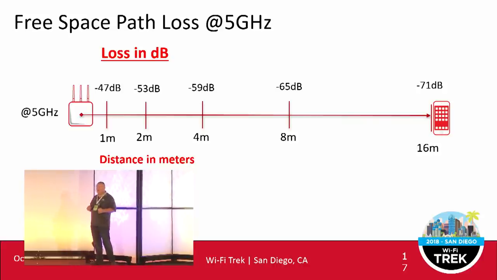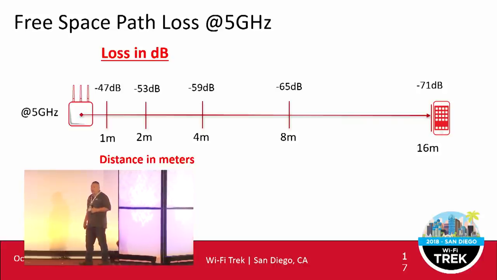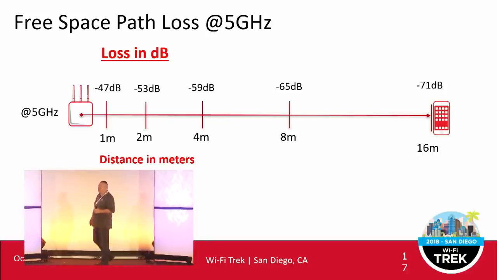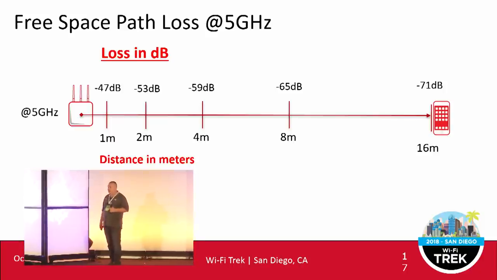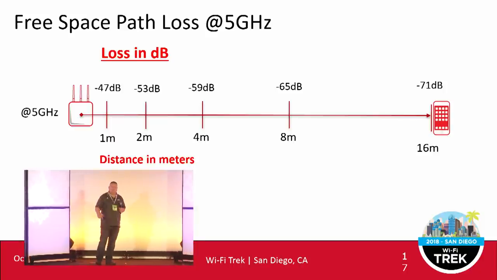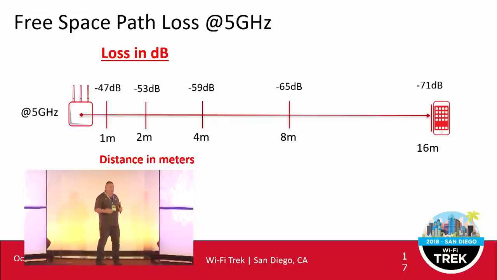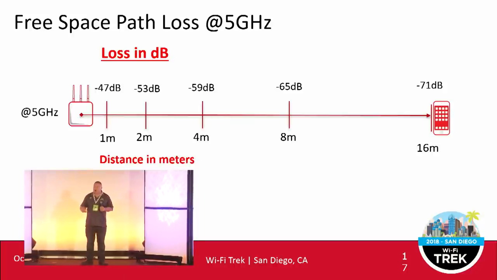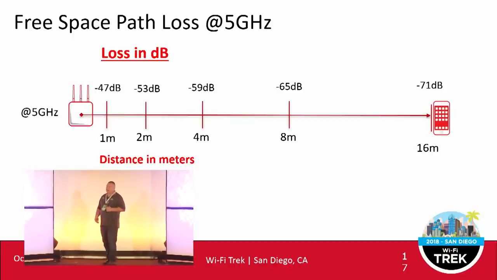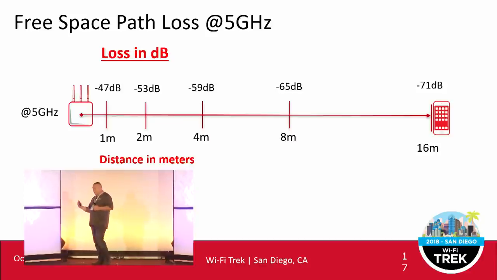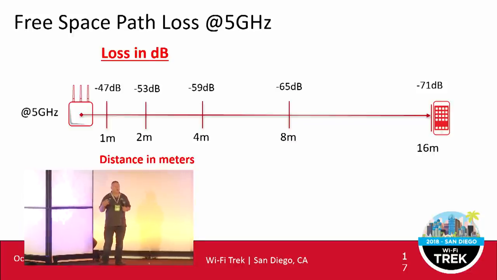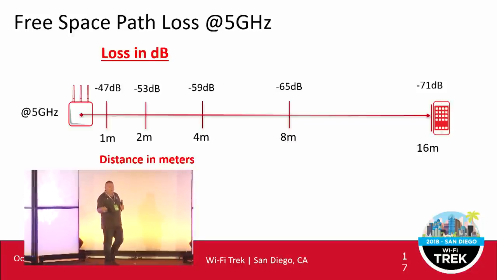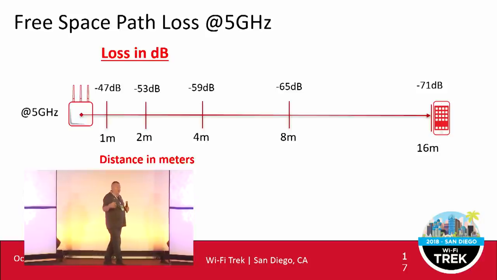So let's look at this graphically. You've got your access point on the left, it's on 5 gigahertz, and the values are loss values in dB. So these are change values, loss values, not actual signal levels. And these distances are calculated in meters. So in that first meter, we lose minus 47. Then another meter is doubling the distance, and we lose another 6. So now we're down to minus 53 dB of loss. Going on to 4 meters, minus 59, then 65 at 8 meters, and so on.